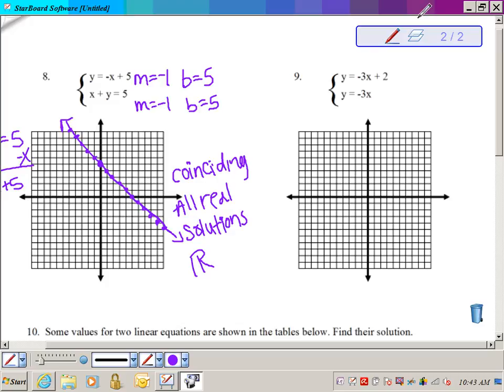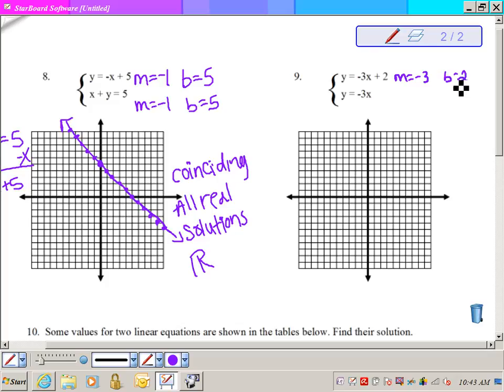Okay, number 9. My m is negative 3. My b is? So I start at 2. And from there, what do I do? Down 3 over 1. Very good.